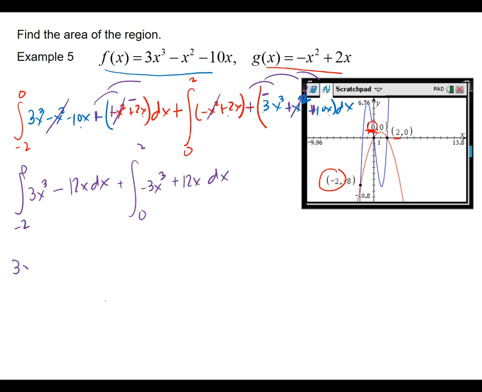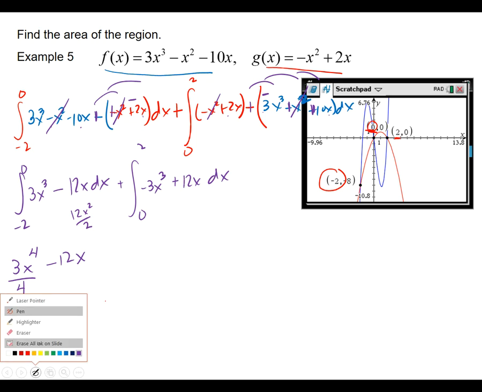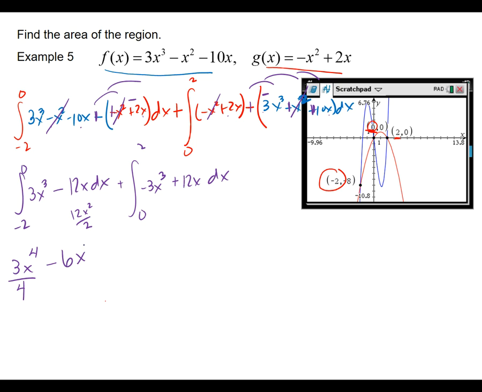All right, 3x to the fourth over 4 minus 12x squared over 2. What's that really going to be? 6x. Yeah, let's save ourselves a line of work. Okay. So 6x squared. Good. And that's got to go from negative 2 to 0. And then this one would be negative 3x to the fourth over 4. So same thing, right? This one would just be the positive version of this one. So 6x squared. And then that has to go from 0 to 2.